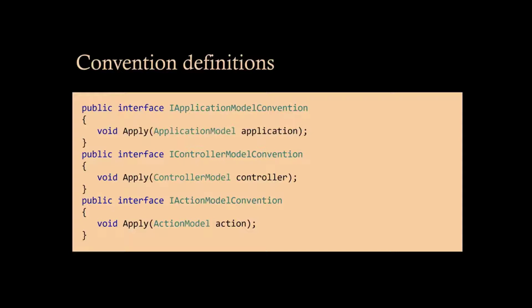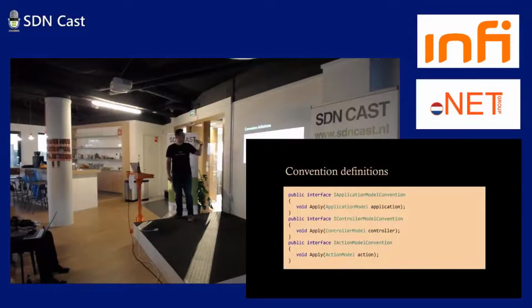The conventions can happen on different levels. You can have application-wide conventions, controller-wide conventions, and action-wide conventions. And the signature is basically the same. It has apply, and it has an application model, controller model, or action model that you get passed in. The whole idea behind the convention is whatever you're doing, as long as it ends up as an application model, a controller model, or an action model, it needs to go to that structure.